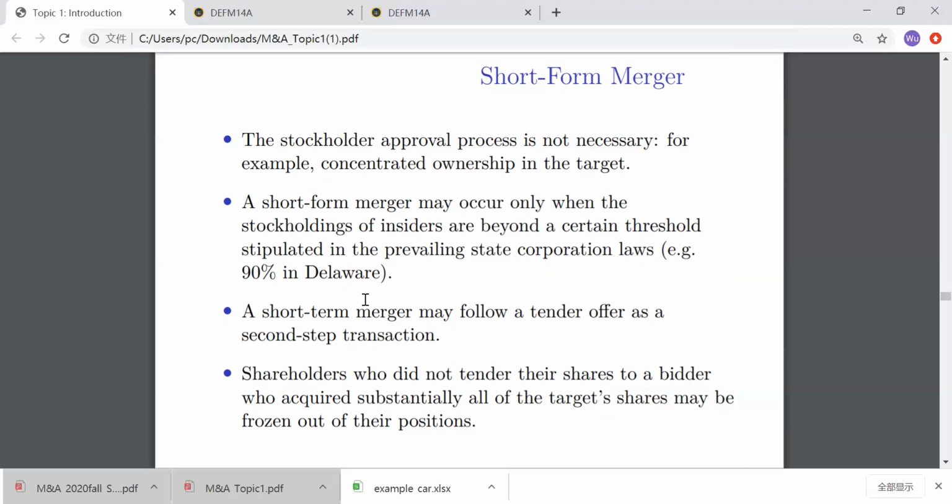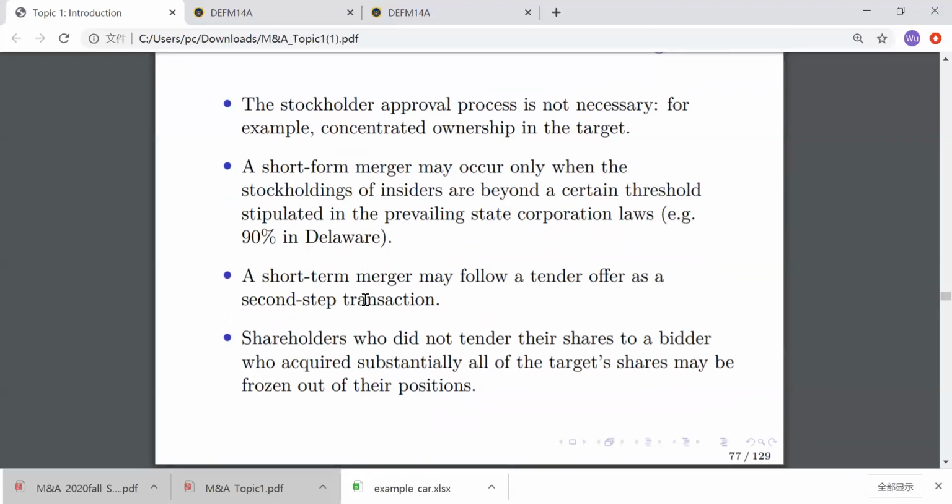And a short form merger in that case can occur when the shareholders of the insiders are beyond a certain threshold, for example, 90%. So very concentrated in a group of insiders. In that case, you don't actually need the shareholder approval. A short form merger may actually follow a tender offer as a second step transaction. The reason is that shareholders who did not tender the shares to the bidder who actually acquired substantially all of the target shares may be frozen out of their positions.